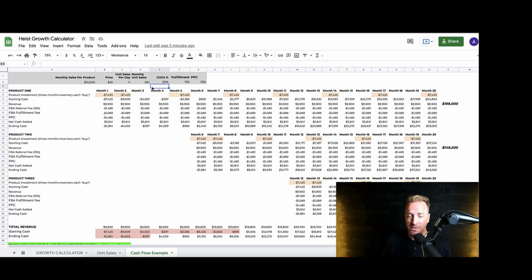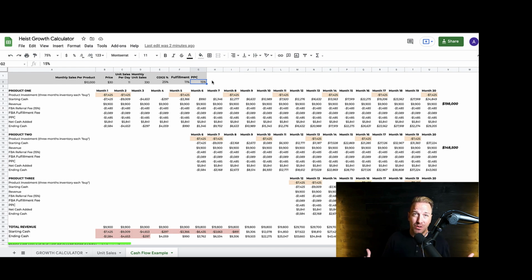And it assumes some pretty down the middle stats: COGS, or the cost of the product, being 25%, the fulfillment from Amazon being about 11%, and then about a 15% spend on Amazon pay-per-click. And this just really plays out what the cash flow, the cash starting and the cash ending per month looks like if you were to deploy a product with these kind of mechanics.